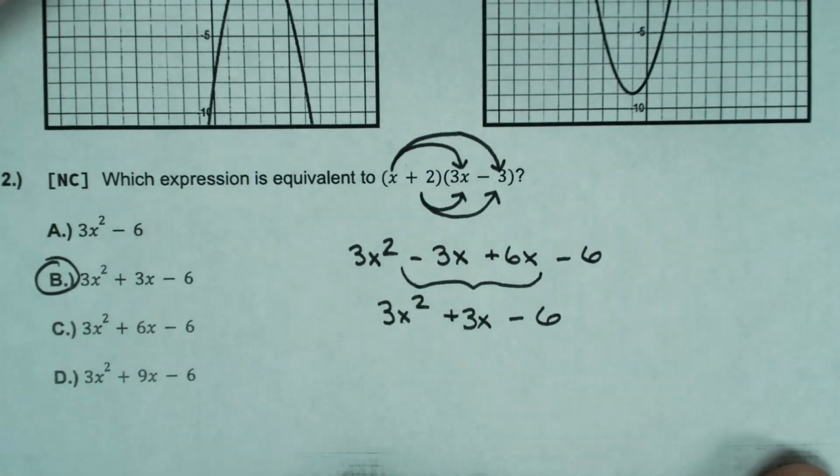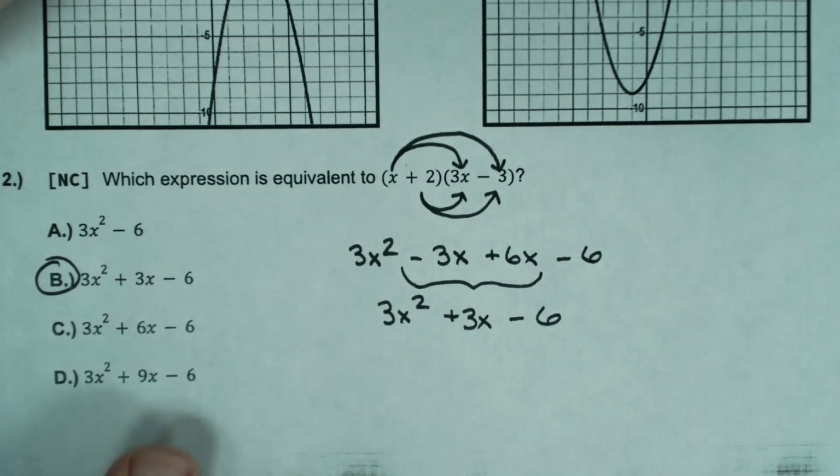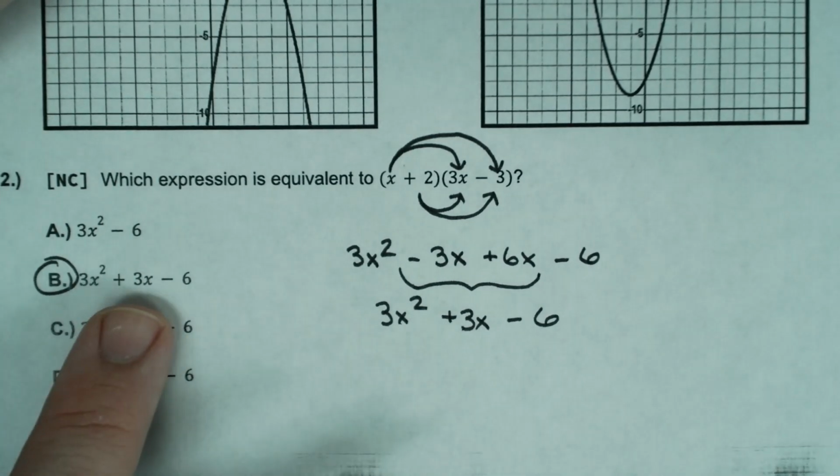Sometimes it's really important to look at the answer choices before you do any math, because honestly, I could have just focused on, hey, what's that middle term going to be? Is it going to cancel out? Or is it going to be 3, 6, or 9?